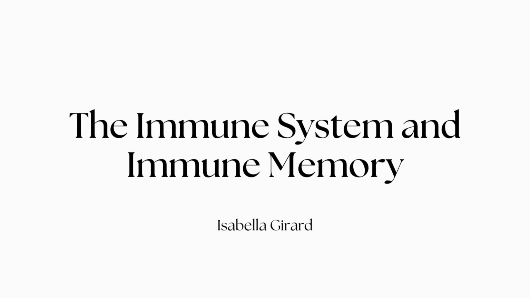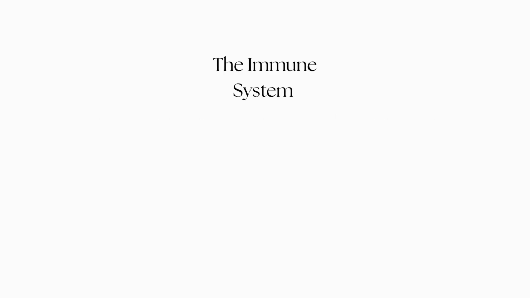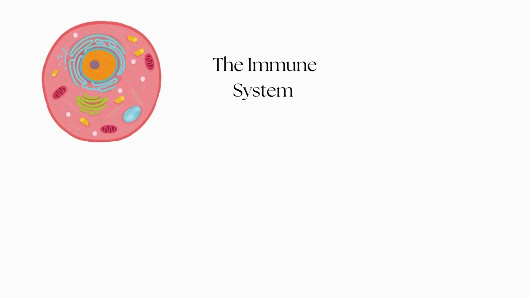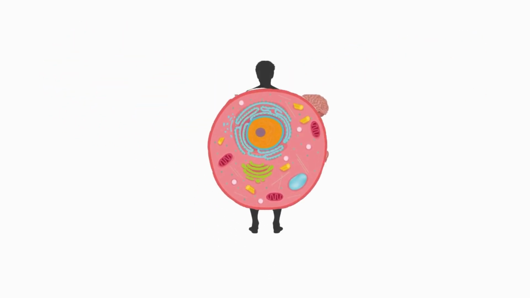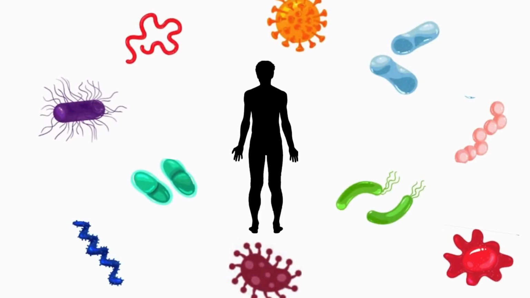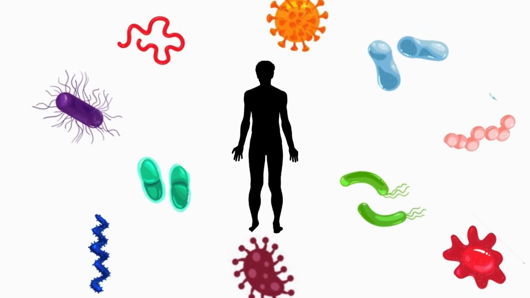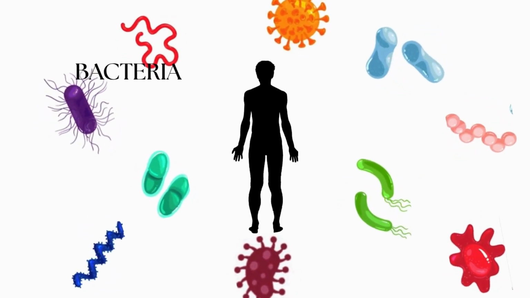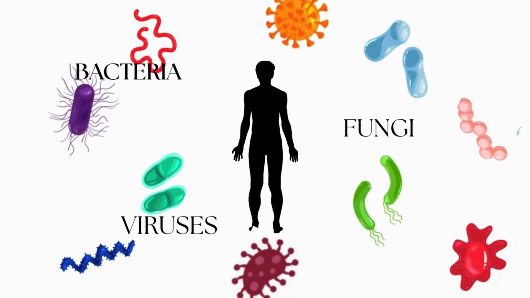The immune system and immune memory. The immune system is a complex network of cells, tissues, and organs that work together to defend the body against pathogens. Pathogens are organized into diverse groups including bacteria, viruses, and fungi.